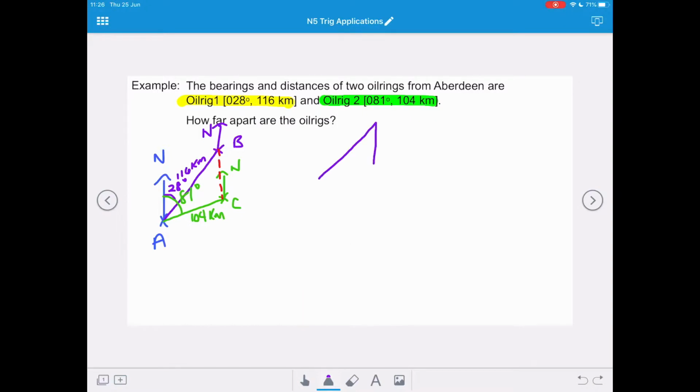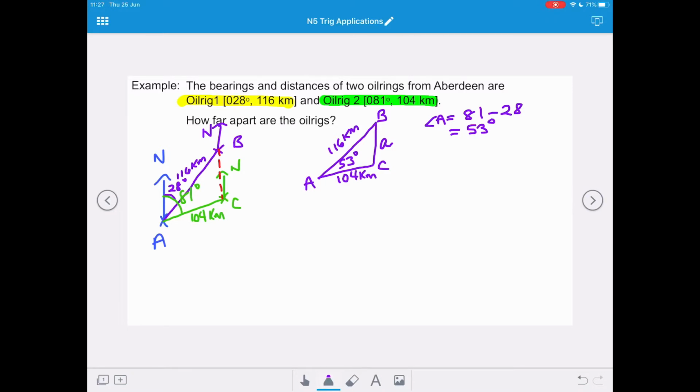So if we draw a separate sketch so that we can annotate the information that we need to use our cosine rule, we've got angle A, angle C, and angle B. We know the distance from A to B is 116 kilometres, the distance from A to C is 104 kilometres, and then we need to work out what angle A is. We can do that by working out the difference between 81 and 28, giving us angle A is the size of 53 degrees. And we can annotate our diagram. We want to work out the distance between B and C, and we're going to call that a.